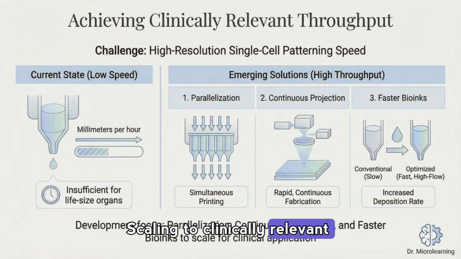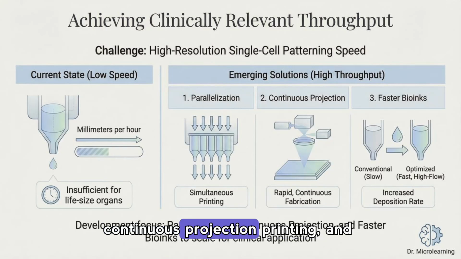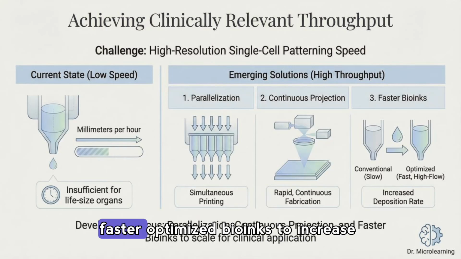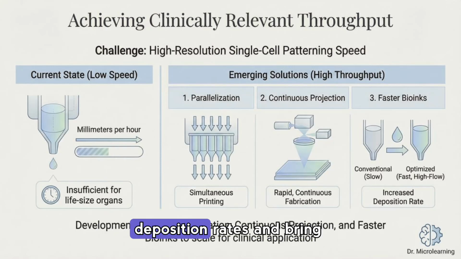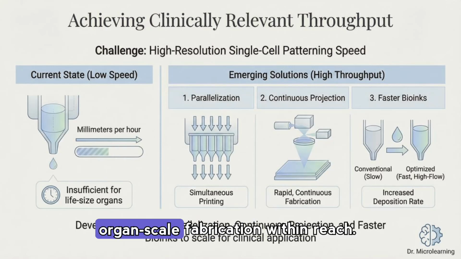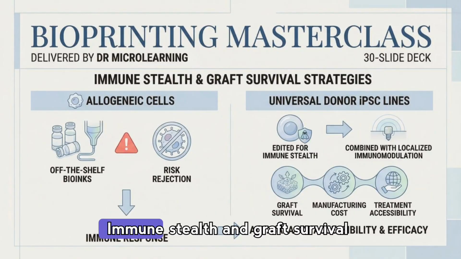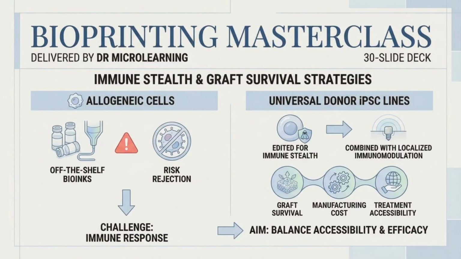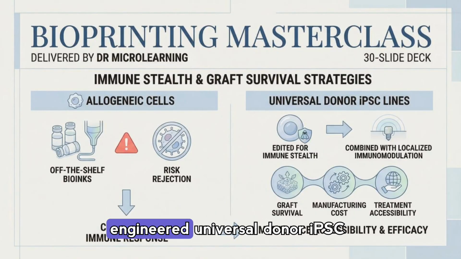Scaling to clinically relevant throughput is a major challenge because high-resolution single-cell patterning remains slow. Emerging solutions include parallelization, continuous projection printing, and faster optimized bioinks to increase deposition rates and bring organ-scale fabrication within reach. Immune stealth and graft survival strategies weigh off-the-shelf allogeneic bioinks against engineered universal donor iPSC lines.